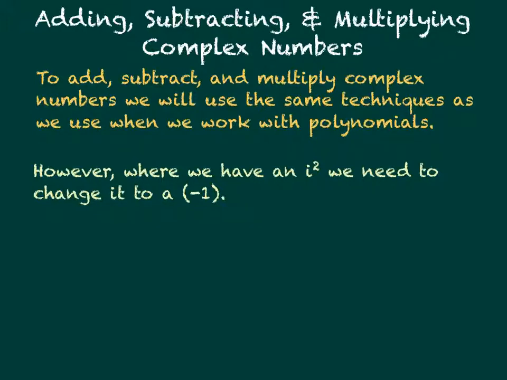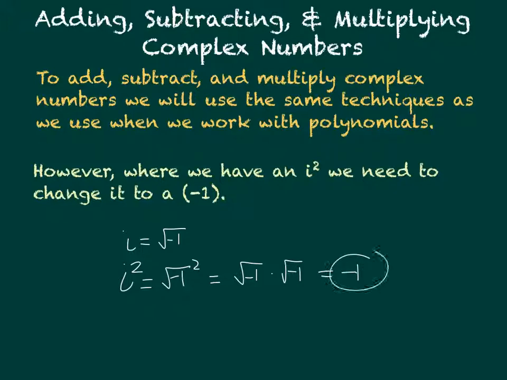The reason behind this is because we know that i equals the square root of -1, so i squared equals the square root of -1 squared, or the square root of -1 times the square root of -1, which is equal to -1. So that's why we just change i squared to -1 and then simplify as far as we can.